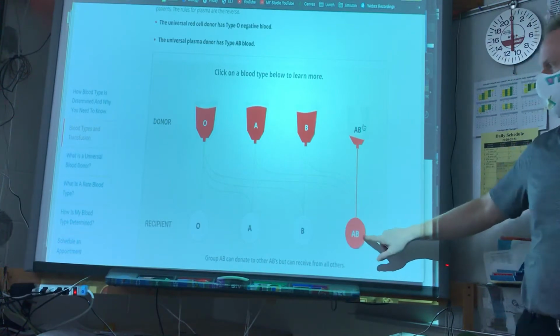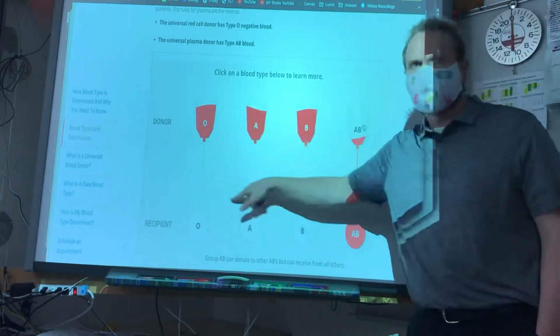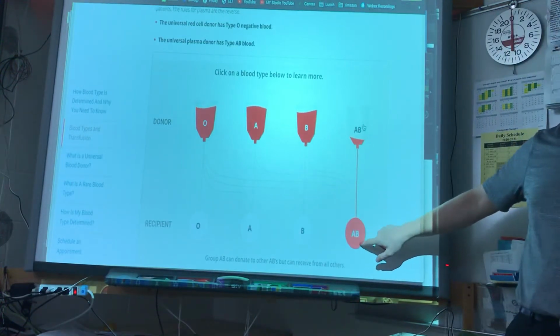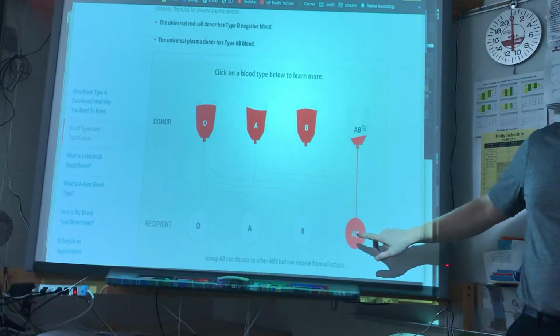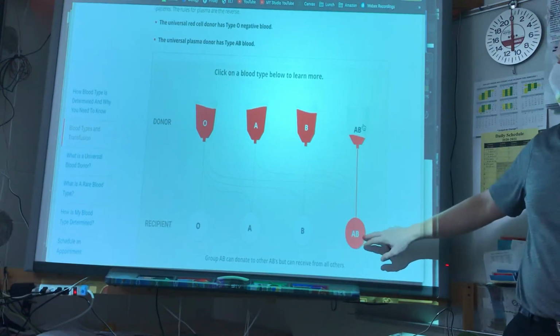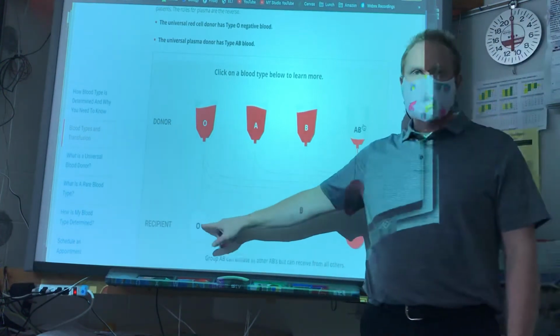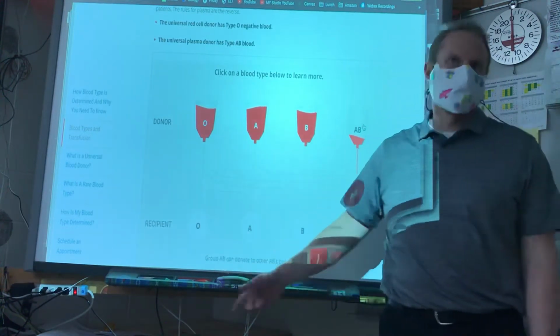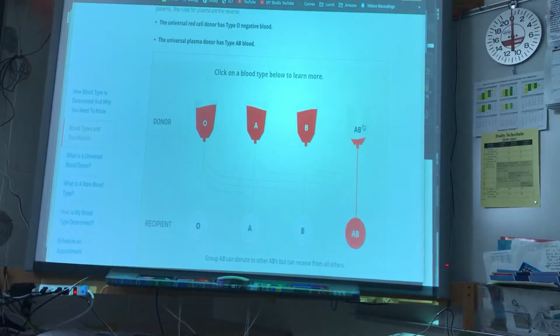Now, if you notice, every single line flowed to AB. This is called a universal recipient. They can get blood from absolutely anyone. Ignore pluses and minuses. They can get blood types from anyone. However, if you're blood type O, who can you get blood from? Only O. Okay? And then there's positives and negatives, and the idea is if you're negative, you can only get negative. If you're positive, you could get positive or negative blood. But that's kind of called that RH factor.